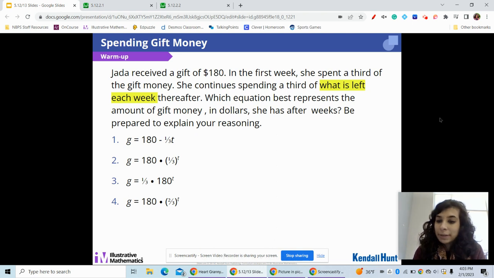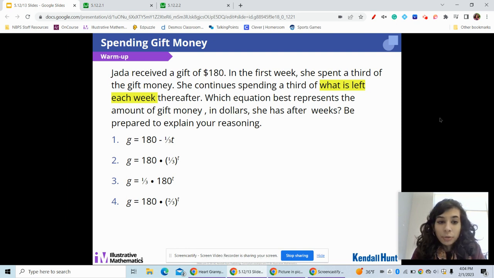And the first part is a bit of a review question. Jada receives a gift of $180. In the first week, she spends a third of the gift money. She continues spending a third of what's left each week thereafter. Which equation best represents the amount of gift money in dollars she has after G weeks? I forgot to add the G in there. Please explain your reasoning once you make your decision.